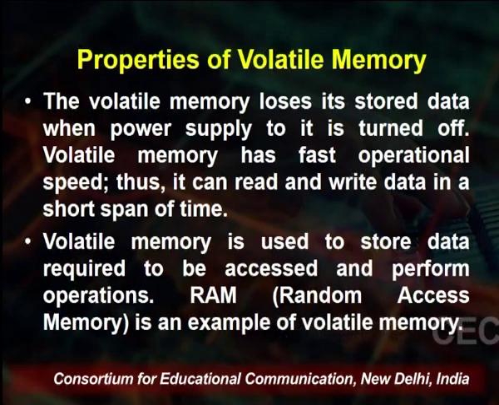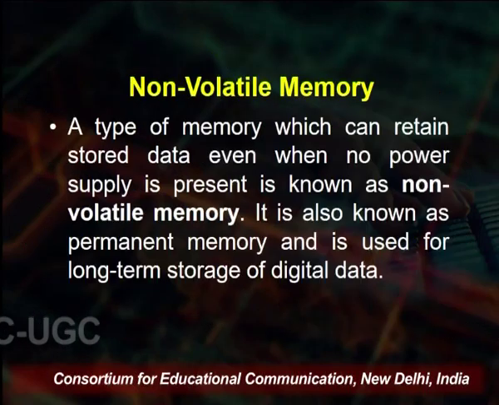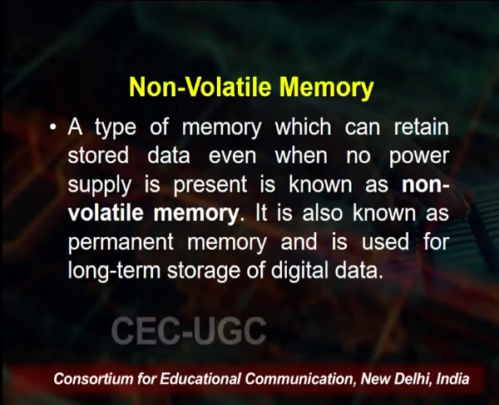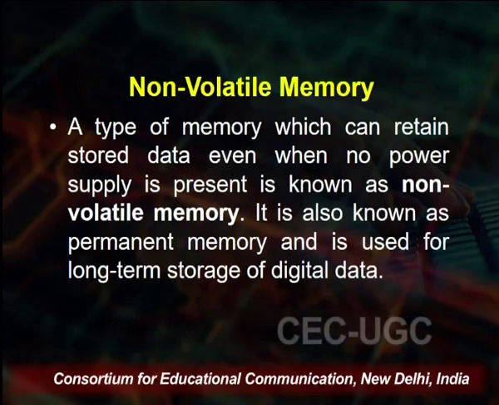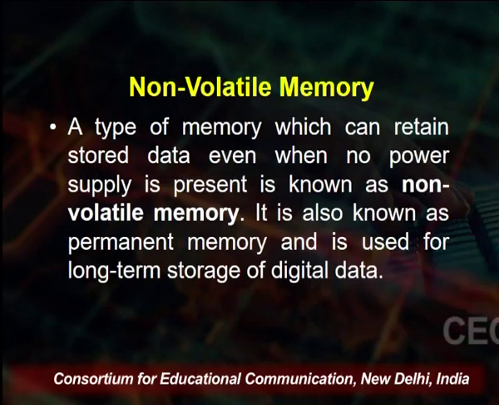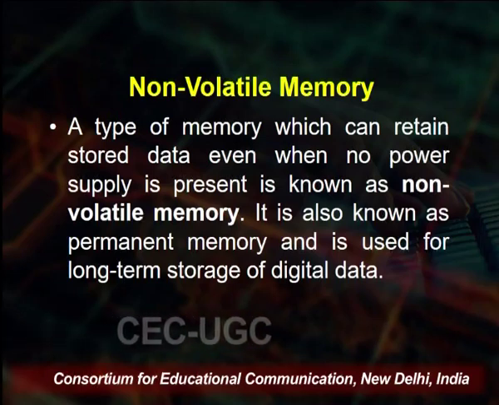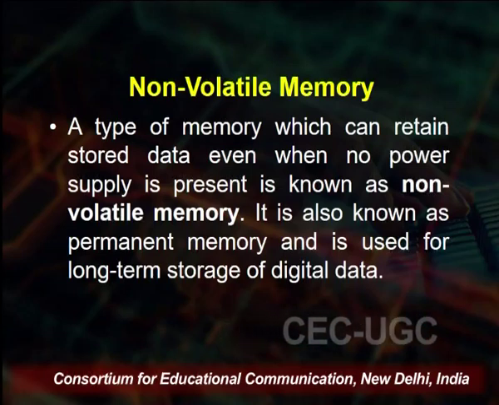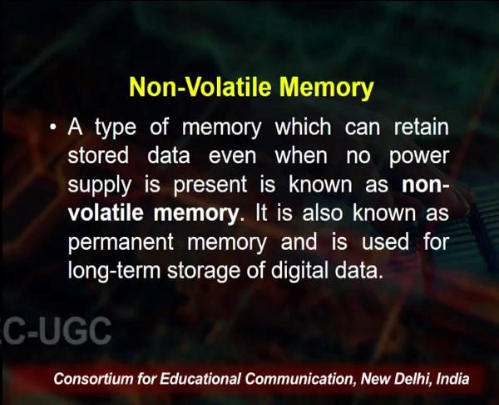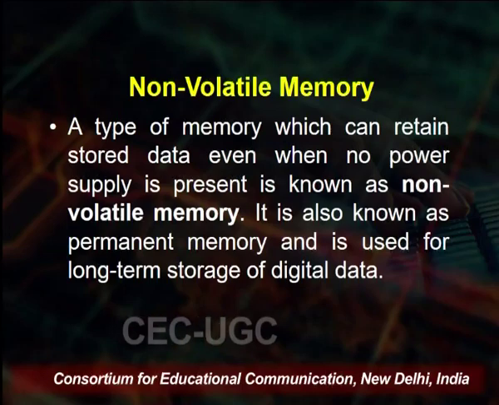This is the volatile memory. RAM, you have heard many times how much RAM we have in a computer system or electronic system, that is a volatile memory. Now, the non-volatile memory is a type of memory which can retain the stored data even when no power supply is present. It is called permanent memory and is stored for a longer time.